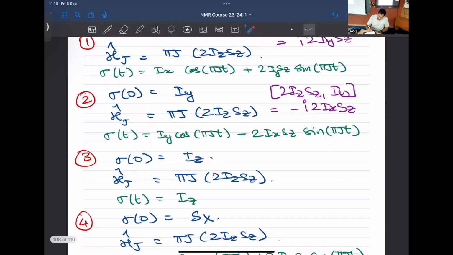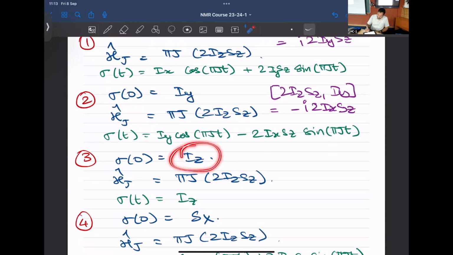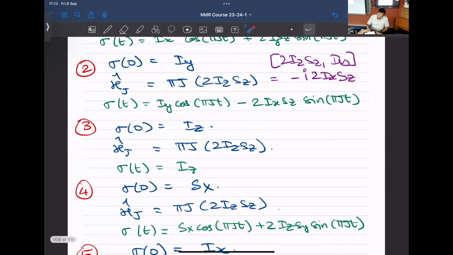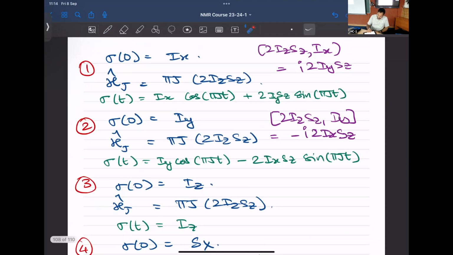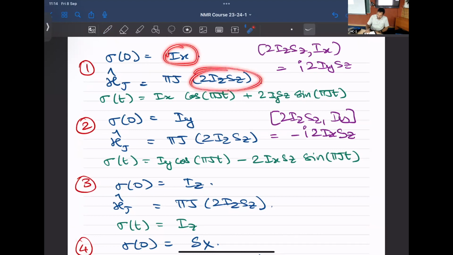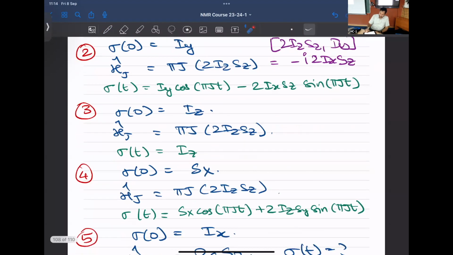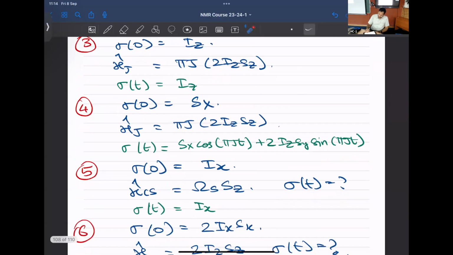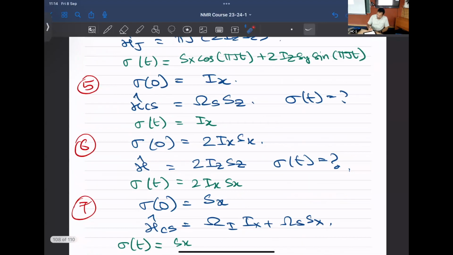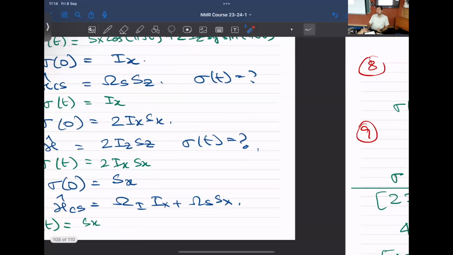So similarly, you can keep on doing this. This was straightforward. Similarly, when you take this, it is no different from whatever you did for IX, just that instead of IX with 2IZSZ, you have SX with 2IZSZ. So I'm not going to write the same thing again. This was yet again straightforward because things commute. The only problem came when you couldn't understand this commutator. We'll just come to that again.